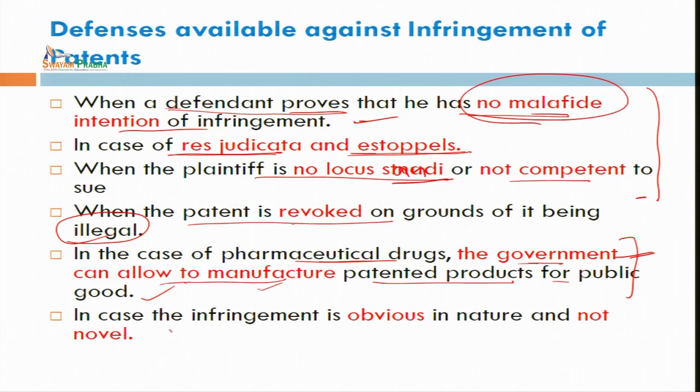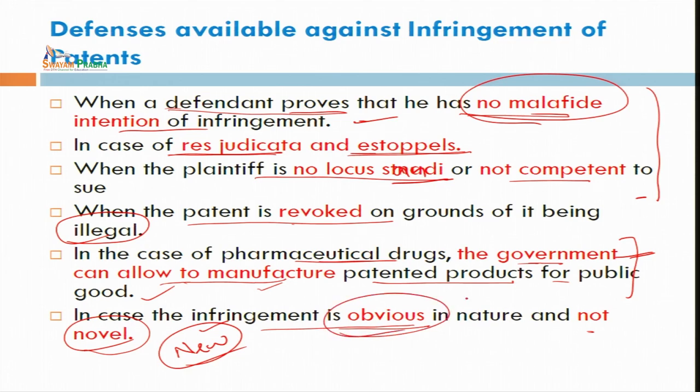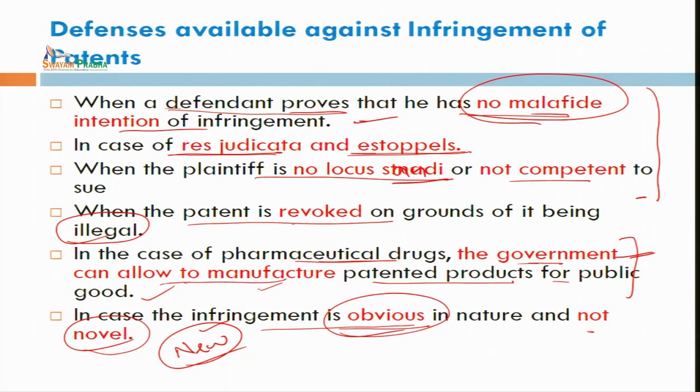In another case where the invention is obvious and not novel, if it is not new, in that case also that defense is available to the defendant. When the invention is obvious, already prevailing in society, and everyone knows it, for example through a publication, then the defendant can use that particular defense for his own protection. These are the special circumstances where a court can dismiss the case of the plaintiff or give judgment in favor of the defendant.